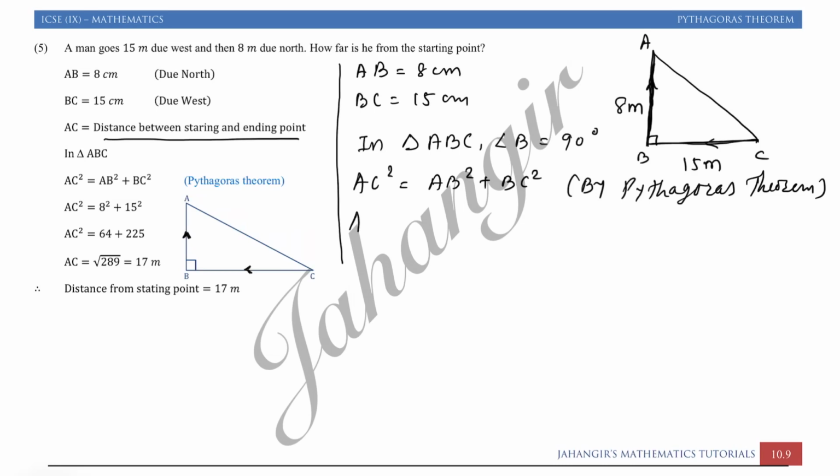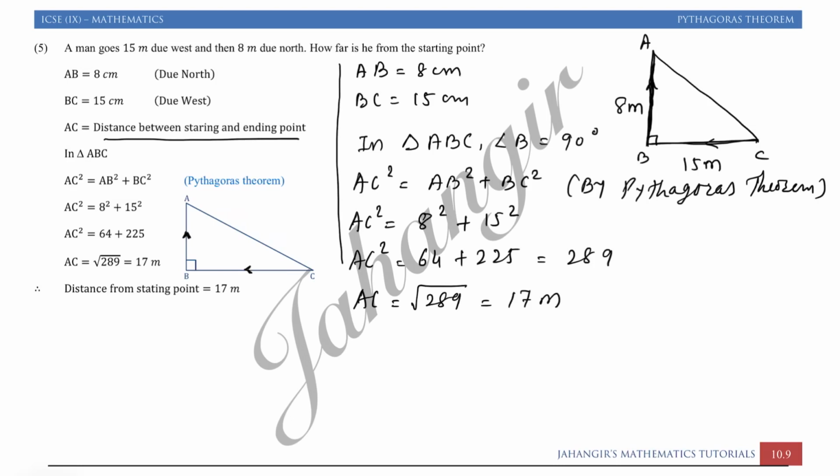So AC's value we have to find. We can write AC square is equal to AB, which is 8, square plus 15 square. So AC square is equal to 64 plus 225, that is equal to 289. So therefore AC is equal to square root of 289, which is equal to 17 meter. So therefore distance from starting point is equal to 17 meter.